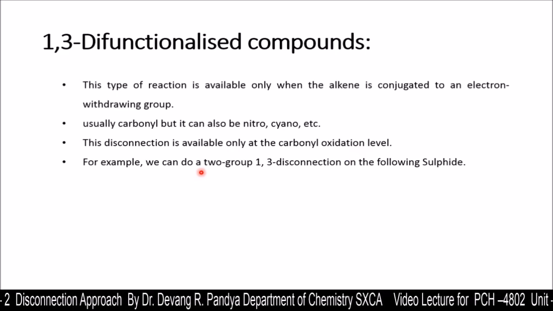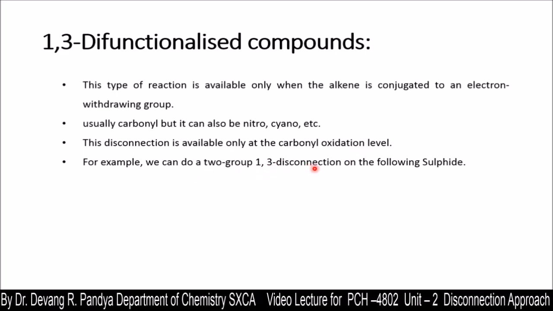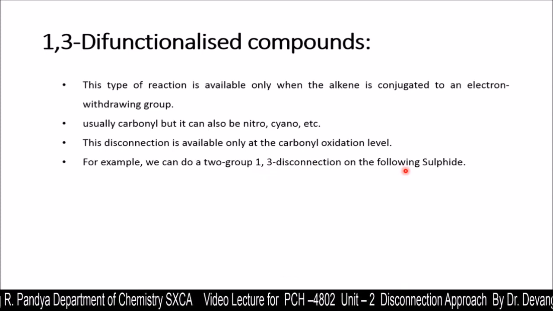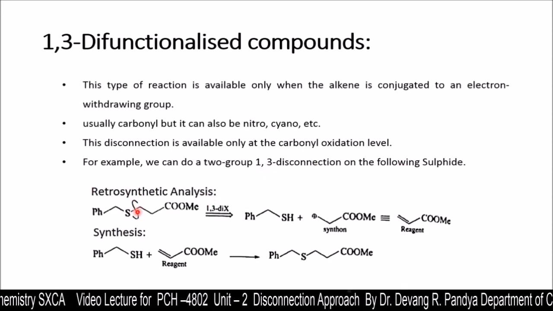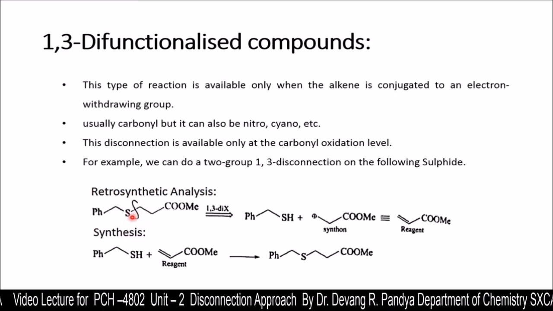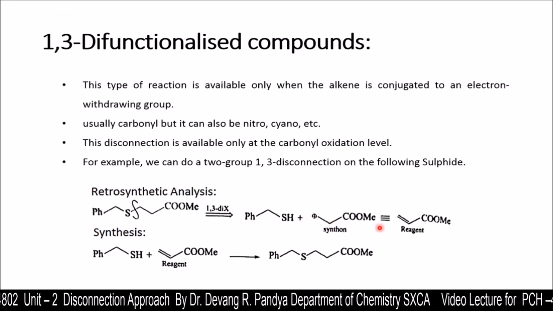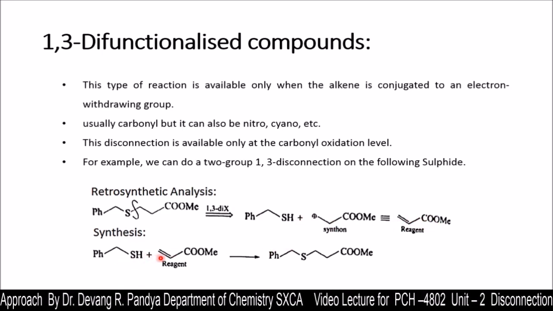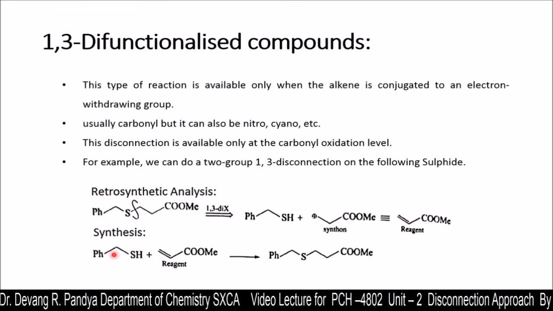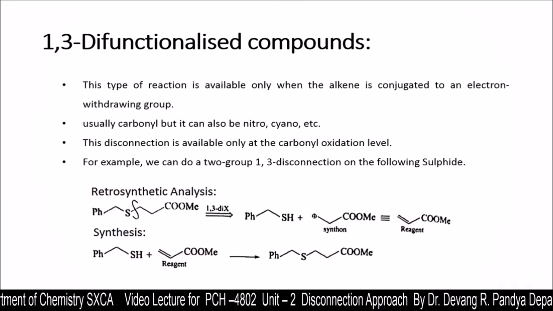For example, we can do a two-group, that is 1,3, disconnection on the following sulfide. Here the retrosynthetic analysis would be there. We put a wiggly line over here, 1,3-diX. We're going to get this synthetic equivalent or synthon. It can be converted into this reagent, a Michael addition kind of reagent. We're going to use it and we'll get the target molecule.